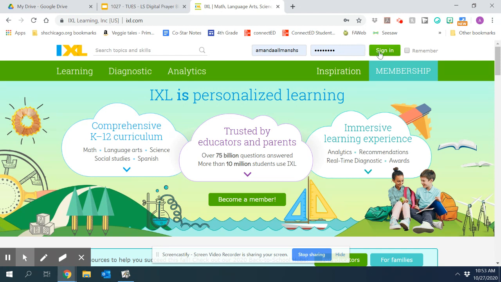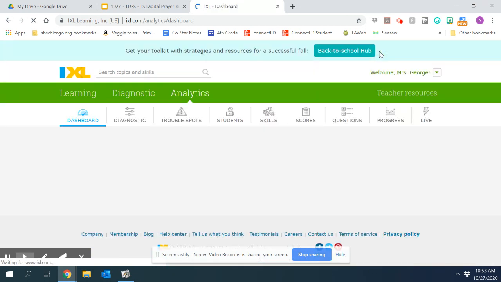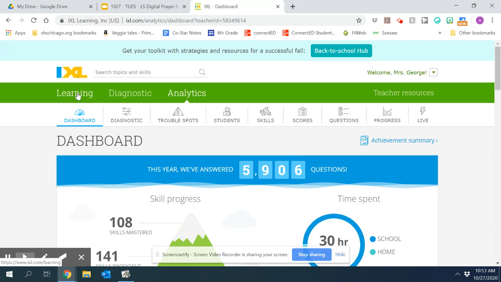Okay, so you'll sign in. And then once you're signed in, mine might look a little different because I'm a teacher and yours is a student, but the steps are still the same. Go to learning right here.